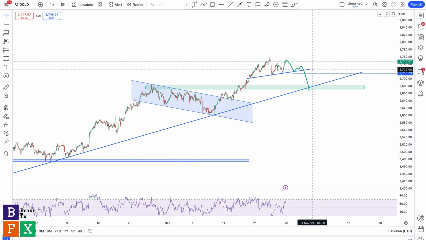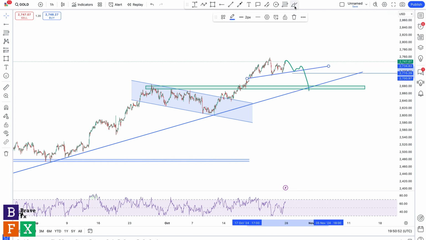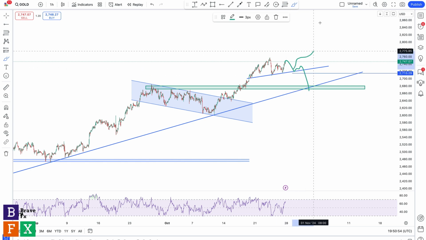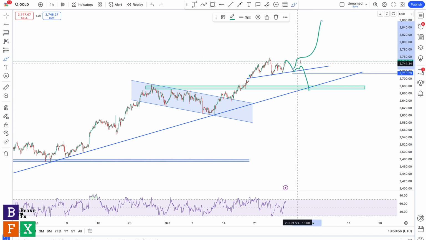Personally, I wouldn't be going short because there's a good chance we come here, this could lead to another higher lows and see price ripping higher, so like this. So instead of getting a bearish breakout, we get a bullish move to the upside. So this is something that could totally happen.